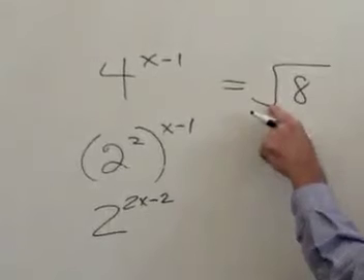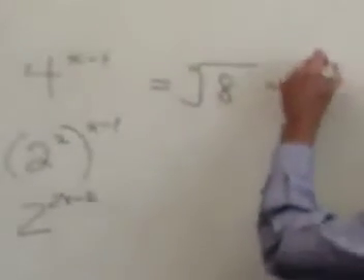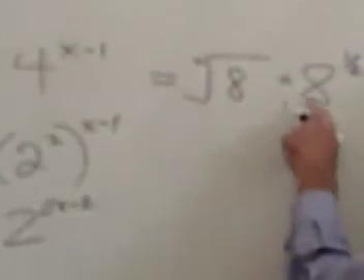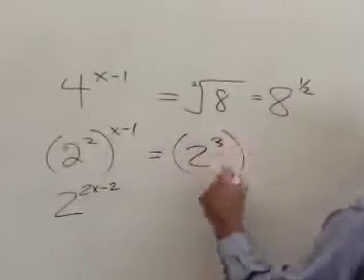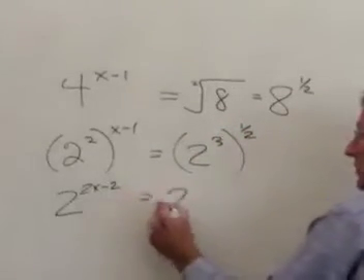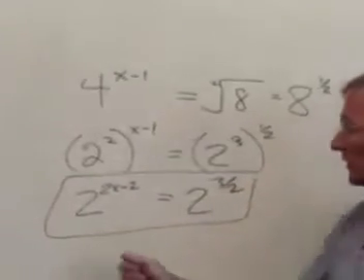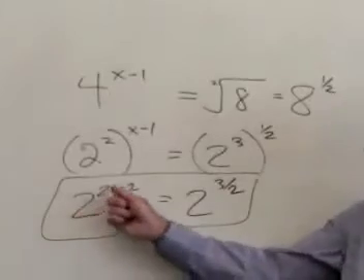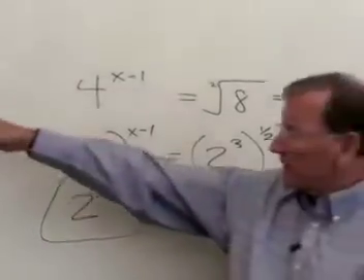Square roots, I now know, because that's a square root, that's the same as 8 to the 1/2 power. But 8 can be thought of as 2 cubed. So 2 cubed, furthermore to the 1/2 power, that's going to be 2 to the 3/2. Once I get it to this stage, 2 to this power equals 2 to that power, I can then apply this fact.